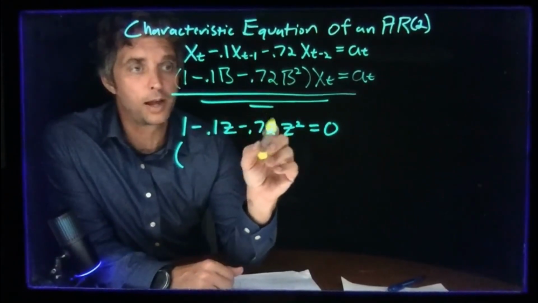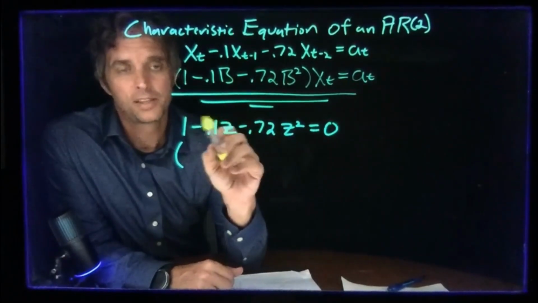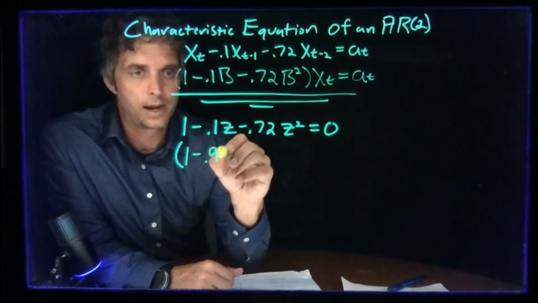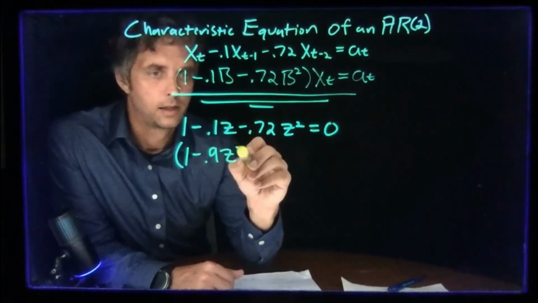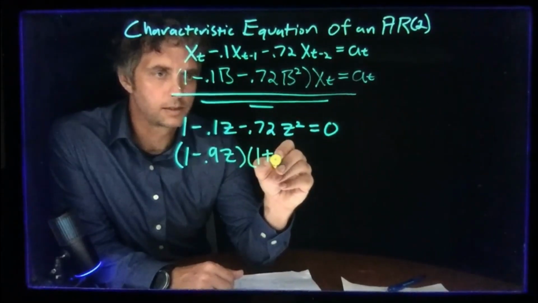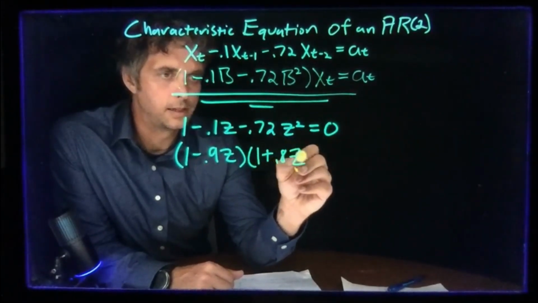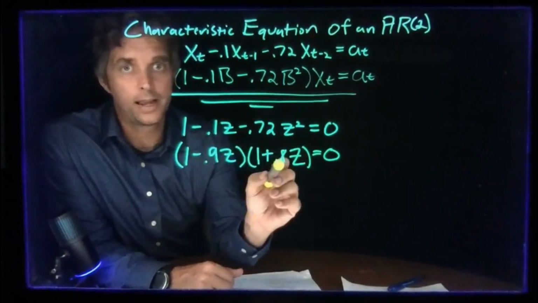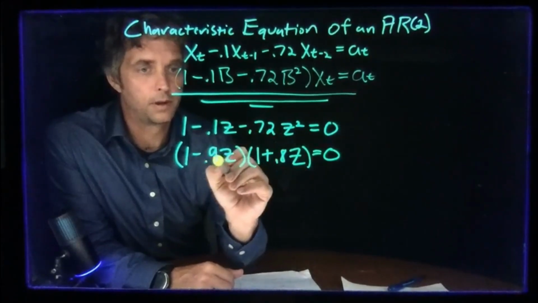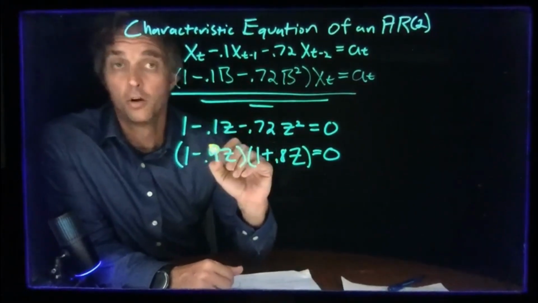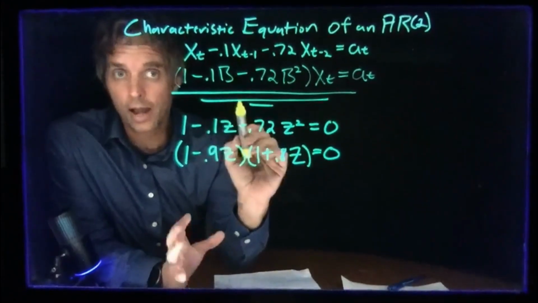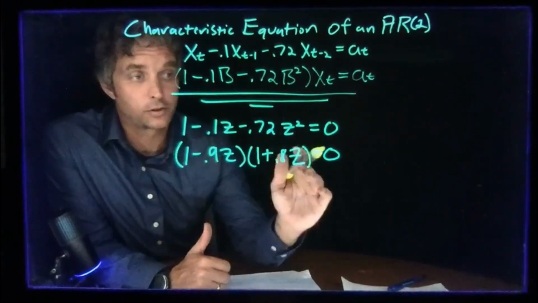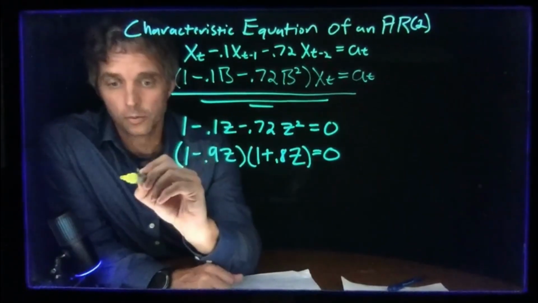I just need 2 numbers that multiply together to give me negative 0.72, but that add together to give me negative 0.1. And those are (1 minus 0.9z)(1 plus 0.8z) equals 0. If you FOIL that out, you get negative 0.9 times 0.8 gives you negative 0.72, and negative 0.9 plus 0.8 gives us negative 0.1. So I've broken down, this one happened to be able to be factored into 2 degree 1 polynomials, and now I've got my characteristic equation, but it's factored, and I can look at the 2 roots.